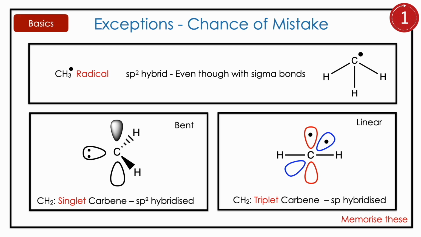Then the rare and advanced concept, better to memorize this rather than analyze it. CH3 is a radical. It has 3 bonded atoms connected with single bonds. So you should not make the mistake of calling it sp3 hybridization. It is sp2 hybridization. Same with carbene. Carbene can be singlet or triplet. Singlet carbene means sp2 hybridized. Triplet carbene means sp hybridized. It is very tricky and advanced, but better to memorize it and solve the problems.